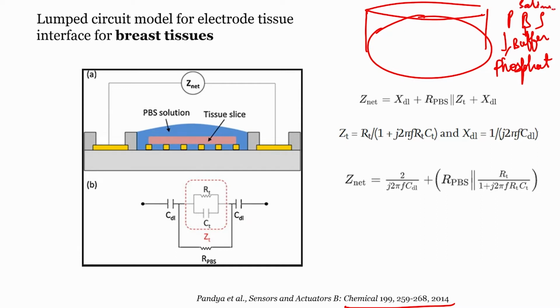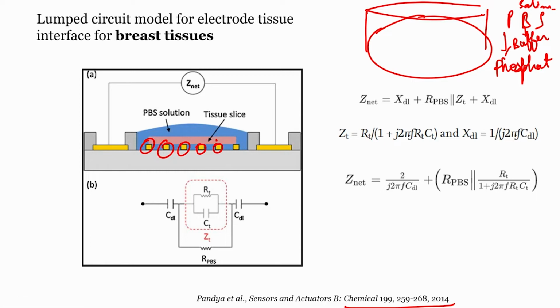Phosphate buffer saline is a buffer solution used to maintain the pH value constant, and it is found to be compatible across most of the biological tissues which are used for such experiments. So the medium in which this tissue slice was placed was phosphate buffer saline, and then there were electrodes below this. As you can see here, these are the electrodes. These are gold electrodes, and then this was the tissue slice, and this is the PBS solution.